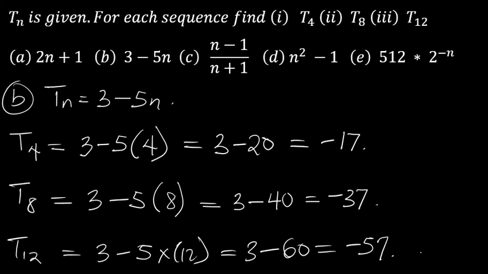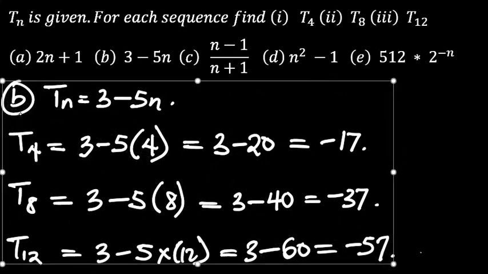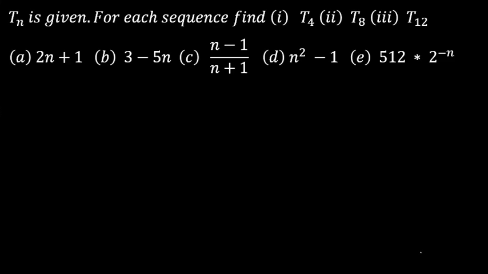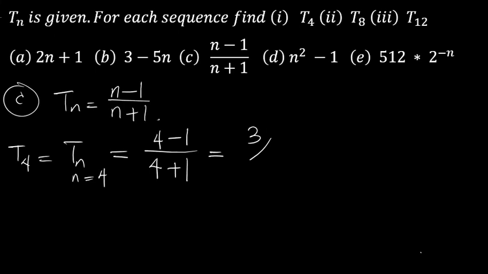So now let's go over to the C part of the question. We have C, the nth term is equal to n minus 1 divided by n plus 1. So the fourth term is equal to the nth term when n is equal to 4. This will be equal to 4 minus 1 divided by 4 plus 1, meaning whenever you see n in this nth term, you put 4 there. So 4 minus 1 is 3, 4 plus 1 is 5.